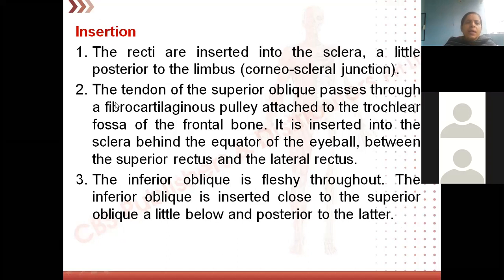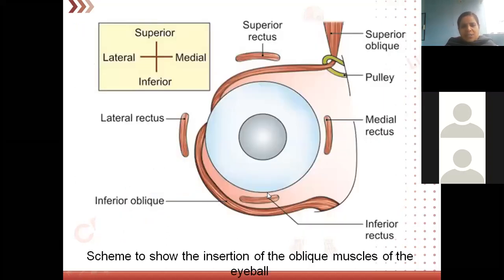Then insertion. In order to understand insertion, it's always good to understand with this picture. See here, this is our cornea, and surrounding we have the sclera: pupil, cornea and sclera. So should I take you to a normal eyeball picture? I'll take you to a normal eyeball picture. Just wait.